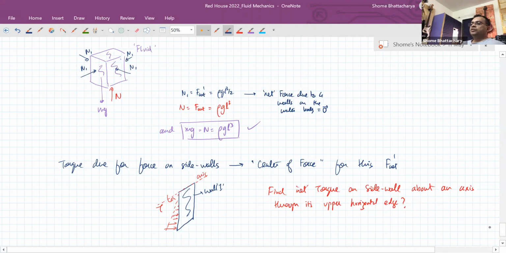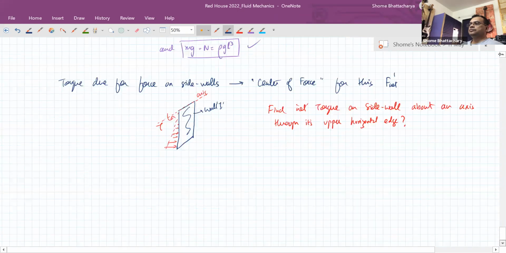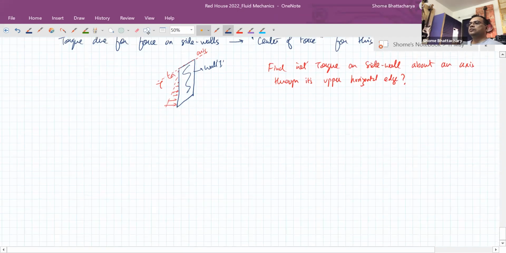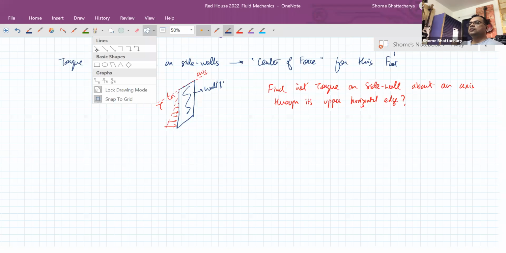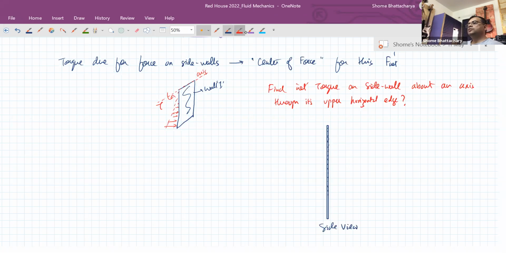Okay, so how will we calculate this? This will also have to be calculated by integration. So if we take the side view of that wall, then we are considering this as the axis.